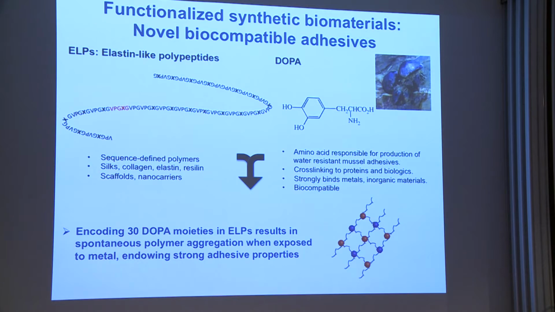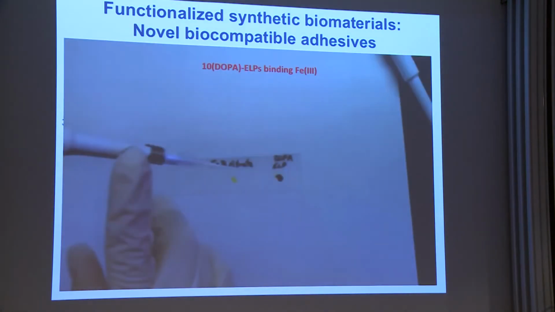So now we're able, for the first time, to produce new types of synthetic polymers. We have a postdoc who was trained previously in studying elastin-like polypeptides, which have been used for applications in drug delivery. These are repeat pentapeptides where you've got these guest residue positions. And what we wanted to do is encode many instances of this DOPA amino acid, which strongly binds metals and inorganic materials. Effectively, what we're showing you here is a new type of synthetic polymer.